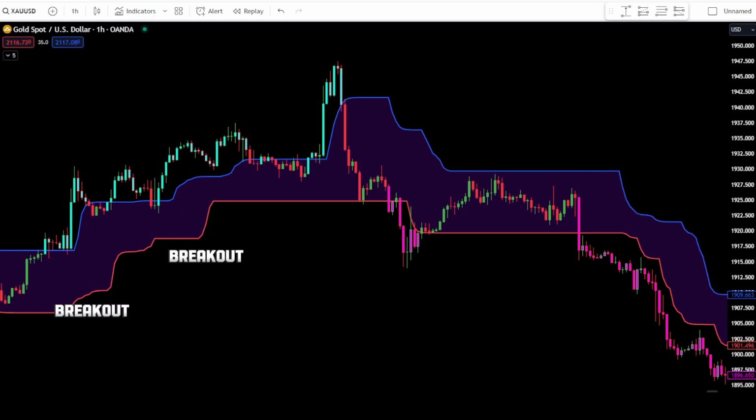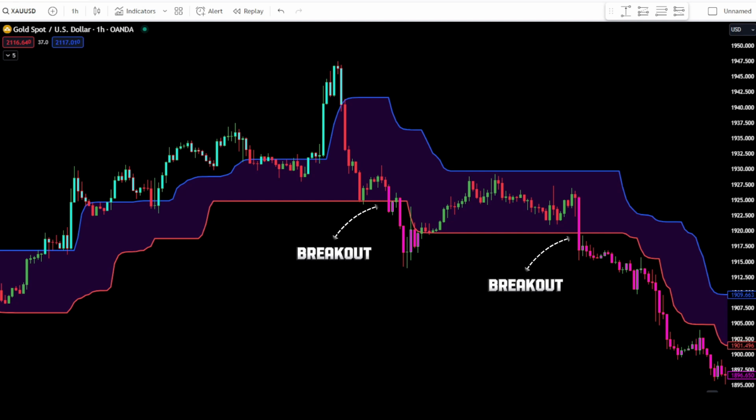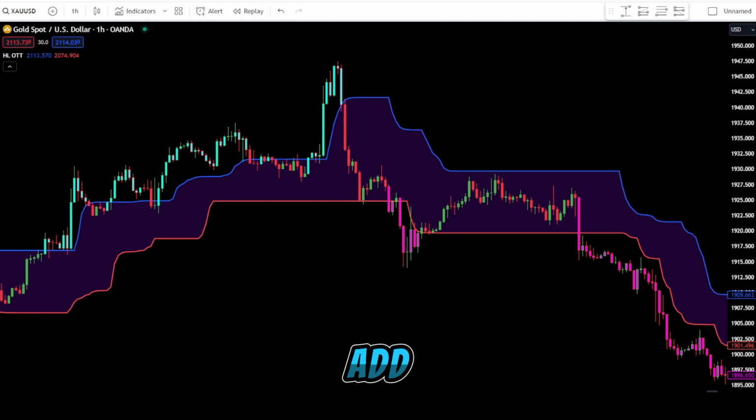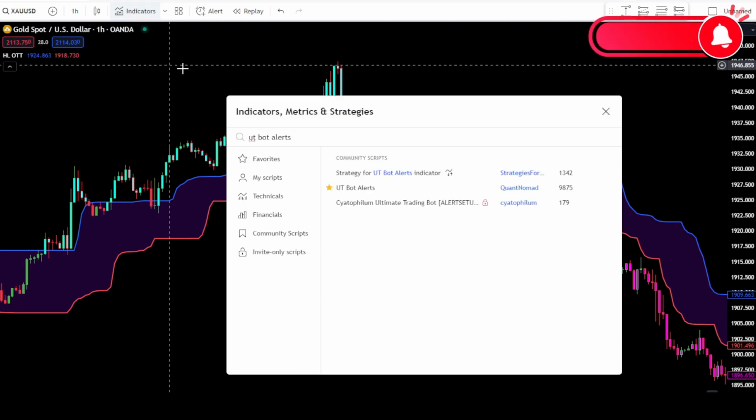If the price candlesticks successfully break out to the upside, the candlestick color will change, signaling a strong upward price movement. Conversely, if the price candlesticks break out to the downside, the candlestick color will change to red, indicating a significant downward price movement. Now, let's add one more indicator that will serve as a signal guide for entering the market. Go back to the Indicator Search tab and type UT Bot Alerts.